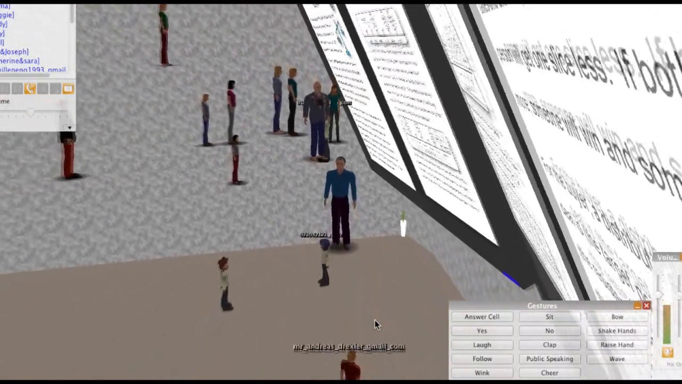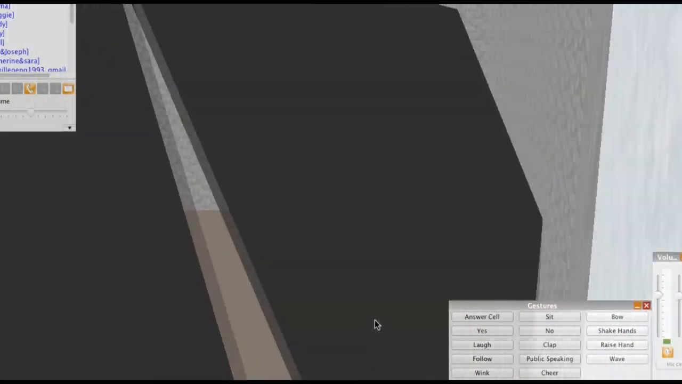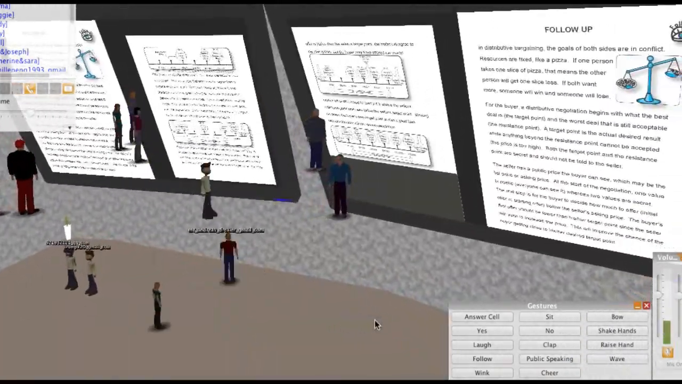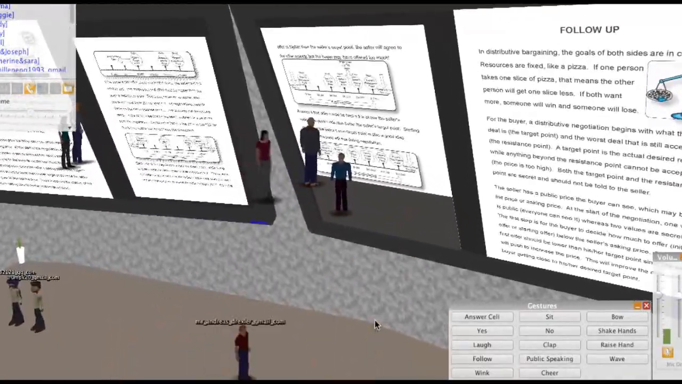Okay, follow me over to the next chart over here, the next figure, everybody. Let's come on over to this one. Yes, here we go.